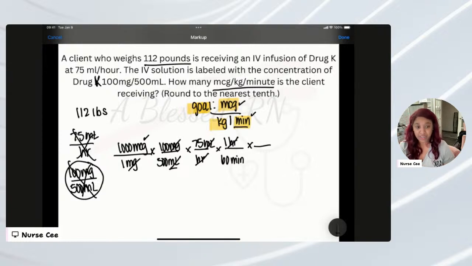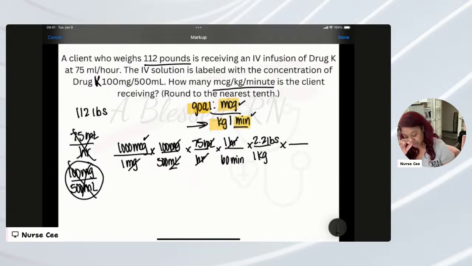I don't have kgs. I have pounds, but I know that 1 kg equals 2.2 pounds. So where am I going to put the kg? At the bottom, because the goal tells me that I need kg and minute on the bottom and microgram on the top. The other two puzzle pieces are in place. So I know I'm going to put my kilogram at the bottom. So 1 kilogram is 2.2 pounds.